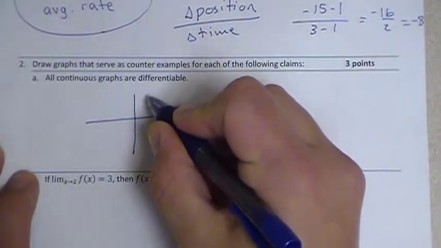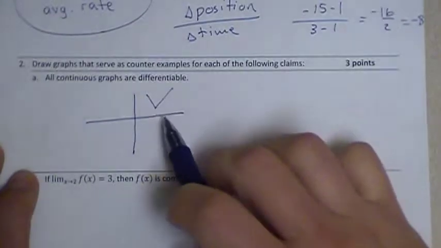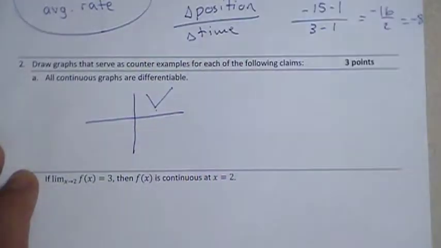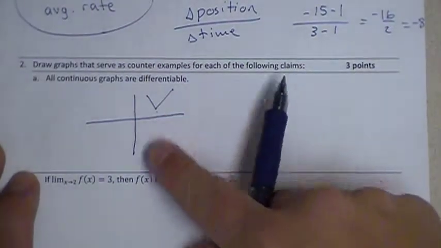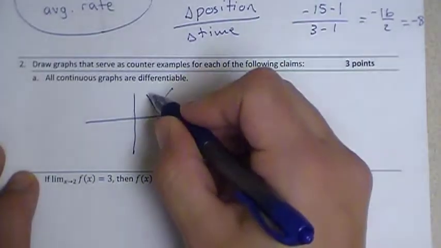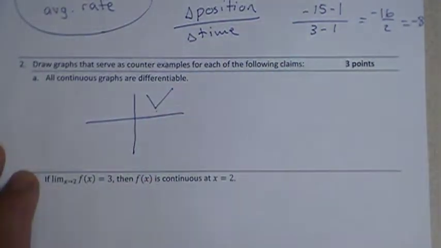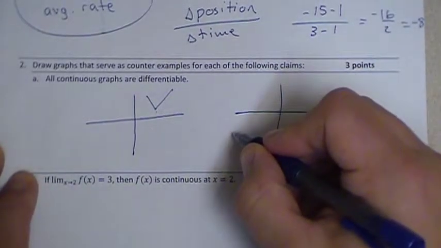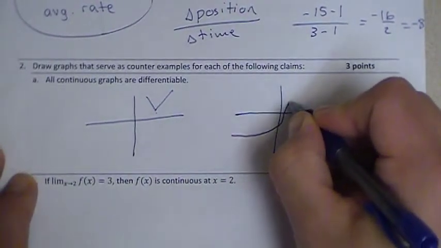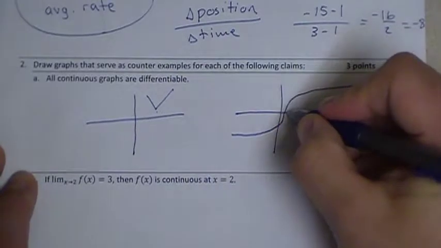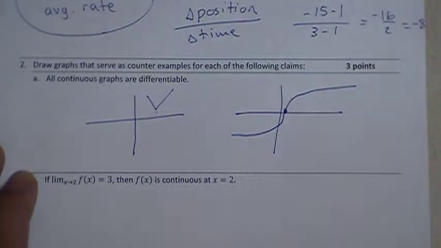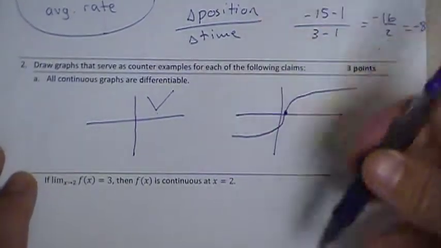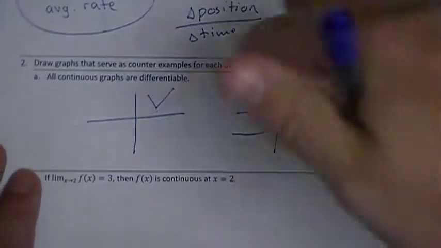The easiest way to do this, in my opinion, would be to draw an absolute value graph. This is not differentiable at the cusp. The slope changes instantly from negative to positive; it doesn't gradually cross all values in between. Another way to draw a continuous graph that is not differentiable is to draw something with a vertical tangent line, like the ones we looked at in the book. Here, at 0, 0, we have a vertical tangent line, and we're not differentiable where we have a vertical tangent line. So there are a couple of different options.